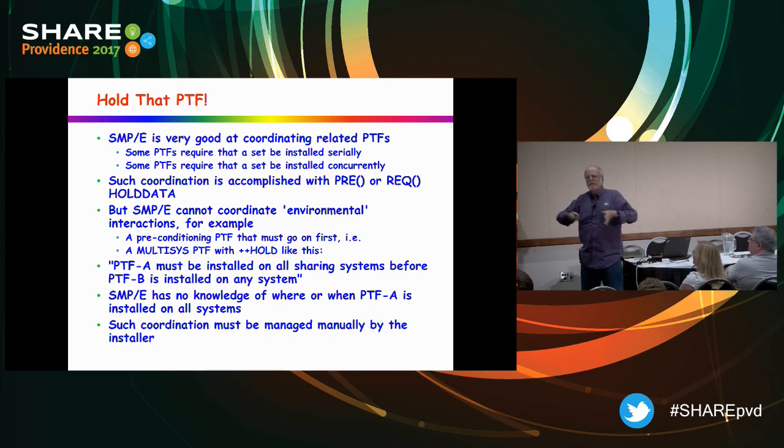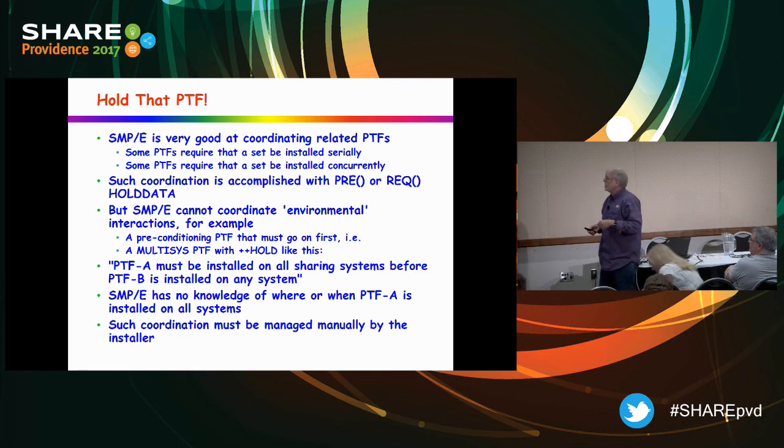And they're given in at least two segments. You have a PTF-A and you have a PTF-B. SMP can't really handle this situation because the truth is the PTF-A must be on the entire Plex before PTF-B can be on any system in the Plex. And SMP has no idea, because that's you. That's the installer. It's your migration process. So there's no way that SMP can actually manage this.